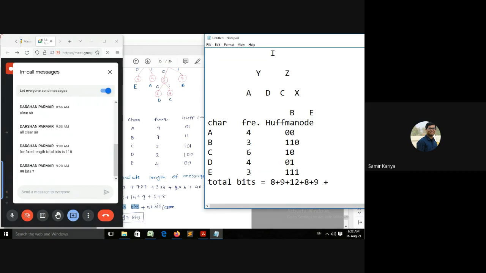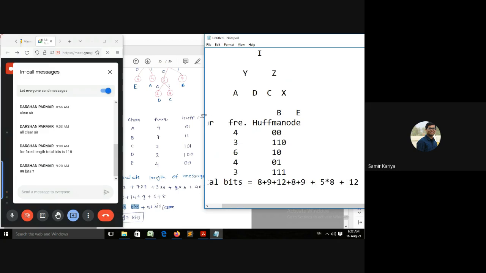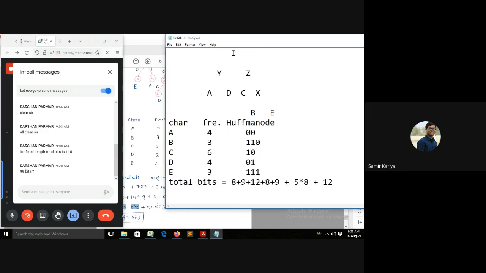Now you have to send the table also. So table 5 into 8, that's alphabets, and bits 2 plus 3 is 5, 5 plus 2 is 7, plus 2 is 9, 9 plus 3 is 12. So this is the final answer. Just make the summation. So here what is the answer? 9 plus 9 is 18, 18 plus 12 is 30, 30 plus 46 plus 40 plus 12.